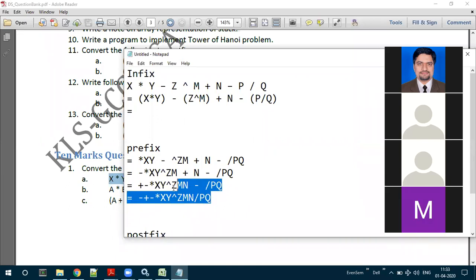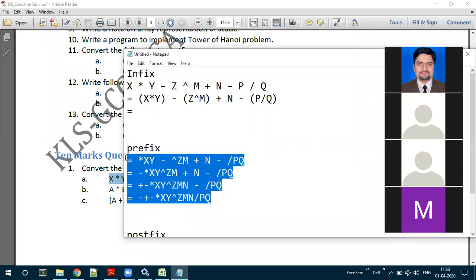If you solve this much, you will get 2 marks. Similarly, the same thing has to be converted into postfix format. Are there any doubts as of now?